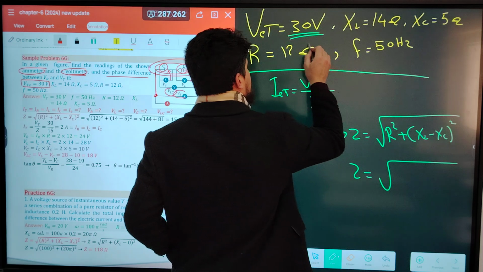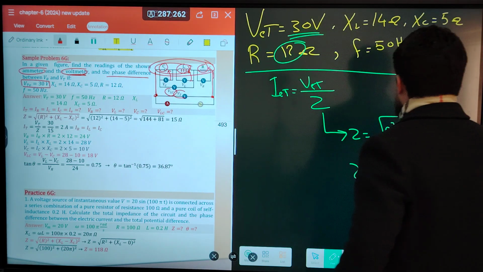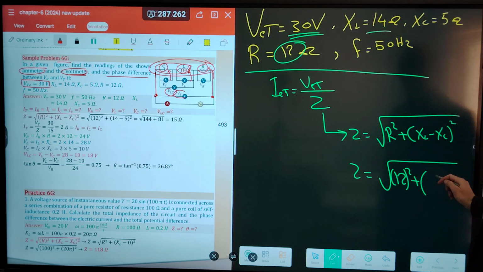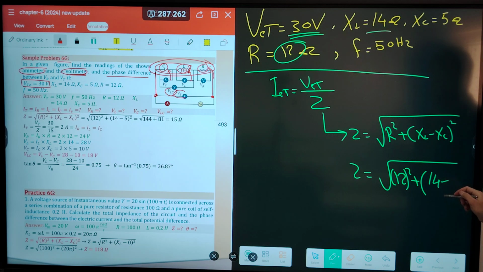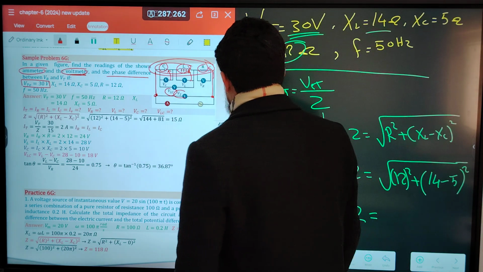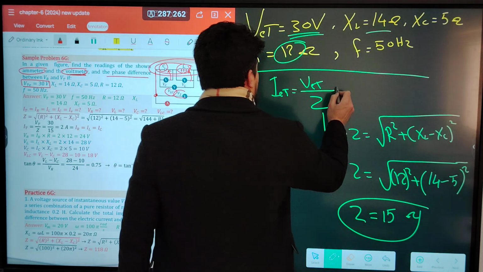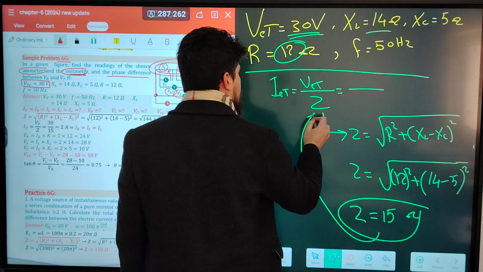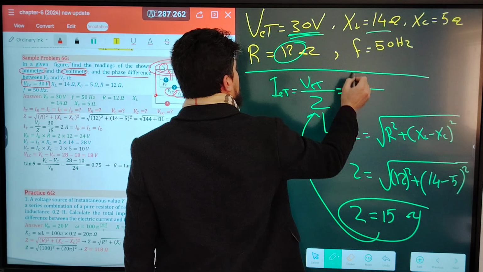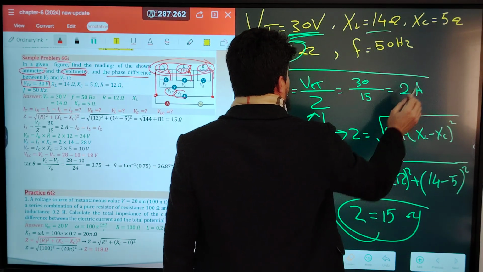Do we have R? Yes. Given, 12 squared. Do we have XL? 14. Minus XC? 5. Together, squared. You have to subtract them. By using your calculator, you can find out Z is equal to what? 15 ohm. You can replace into this equation. VE total was given, guys. 30 divided by 15 is equal to 2 ampere.